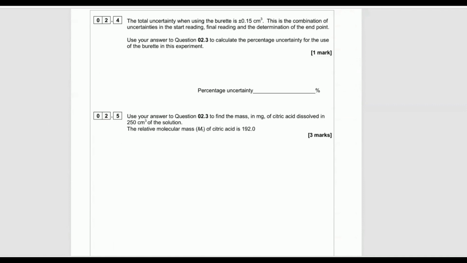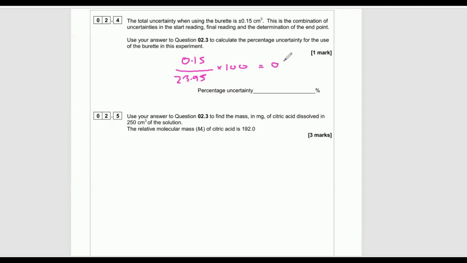So 2.4 says 1 mark. The total uncertainty when using the burette is plus or minus 0.15. This is the combination of the uncertainties at the start and the final reading. So they've already calculated the total for us and the determination of the endpoint. Use your answer to 2.3 to calculate the percentage uncertainty for the use of the burette in this experiment. We are going to just do 0.15, divide that by our mean titre, 23.95, times 100, smash that in the old calculator, and we can find out our uncertainty.